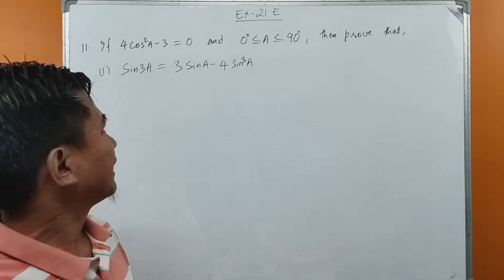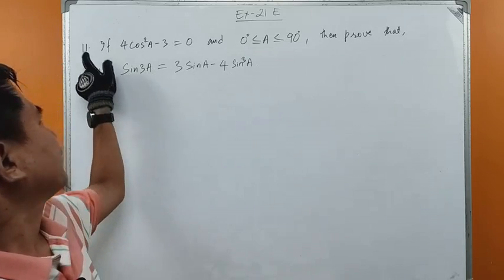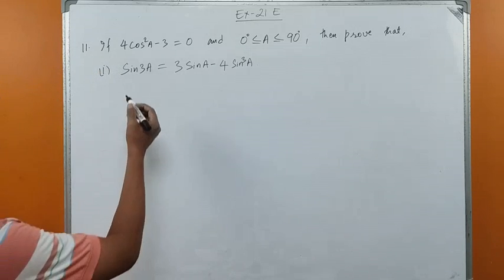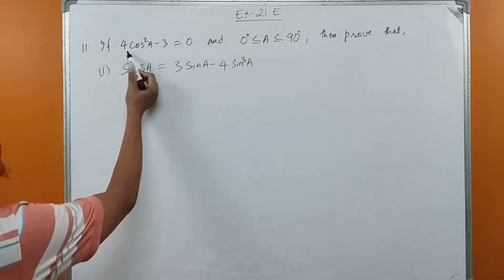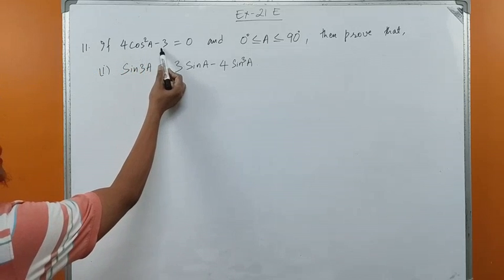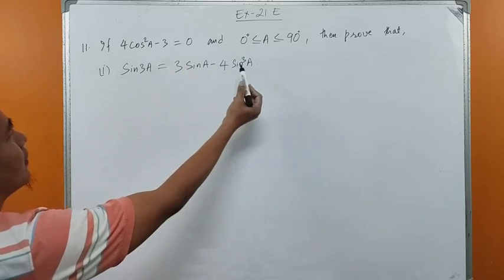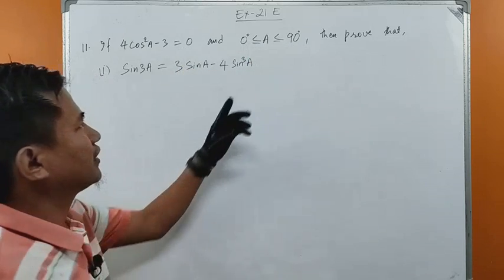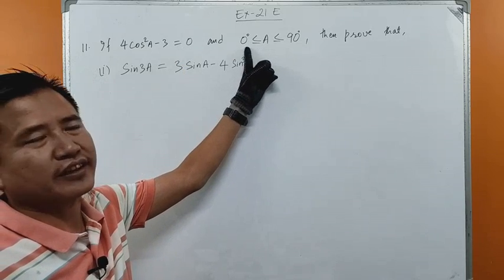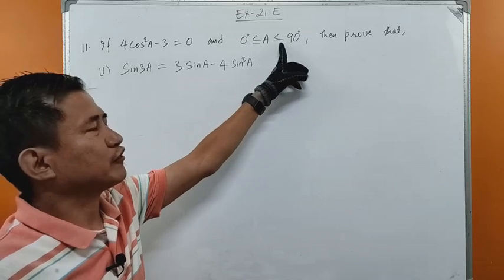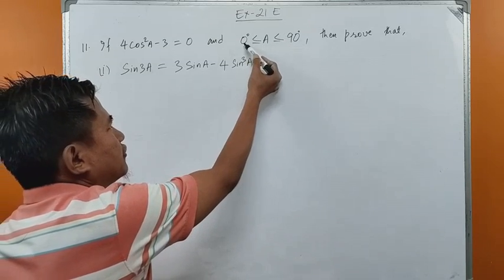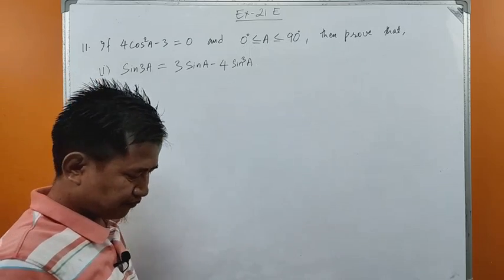This is question number 11, 1 of 11 from exercise 21E. So let's do this. The given condition is 4 cos square A minus 3 equals 0 and angle A lies between 0 degree and 90 degree. Angle A is greater than or equal to 0 degree and less than or equal to 90 degree, which means the value of angle A lies between 0 degree and 90 degree.